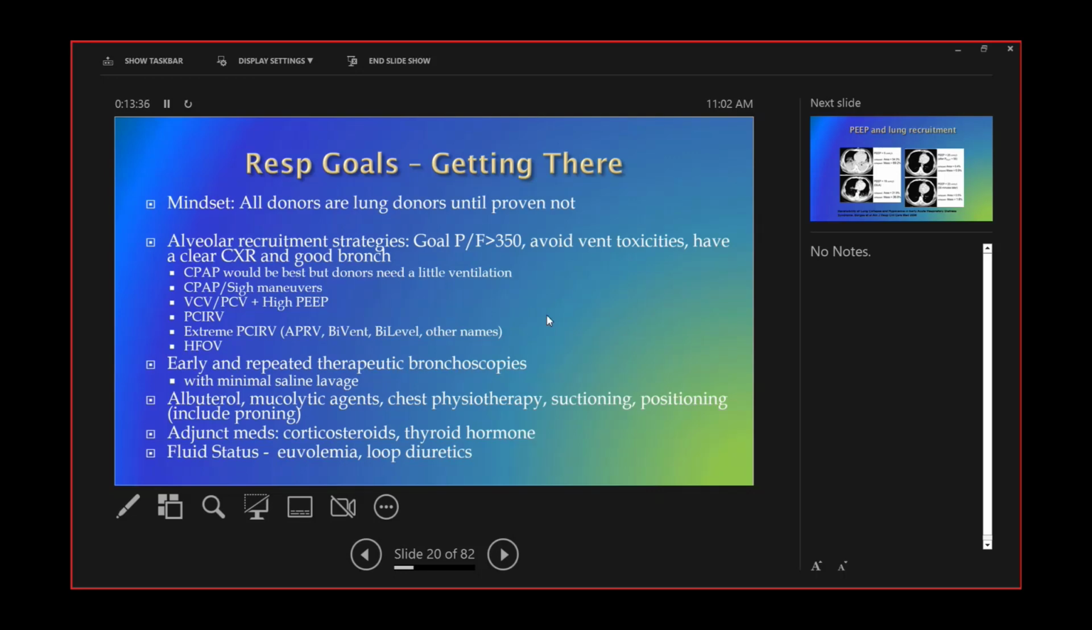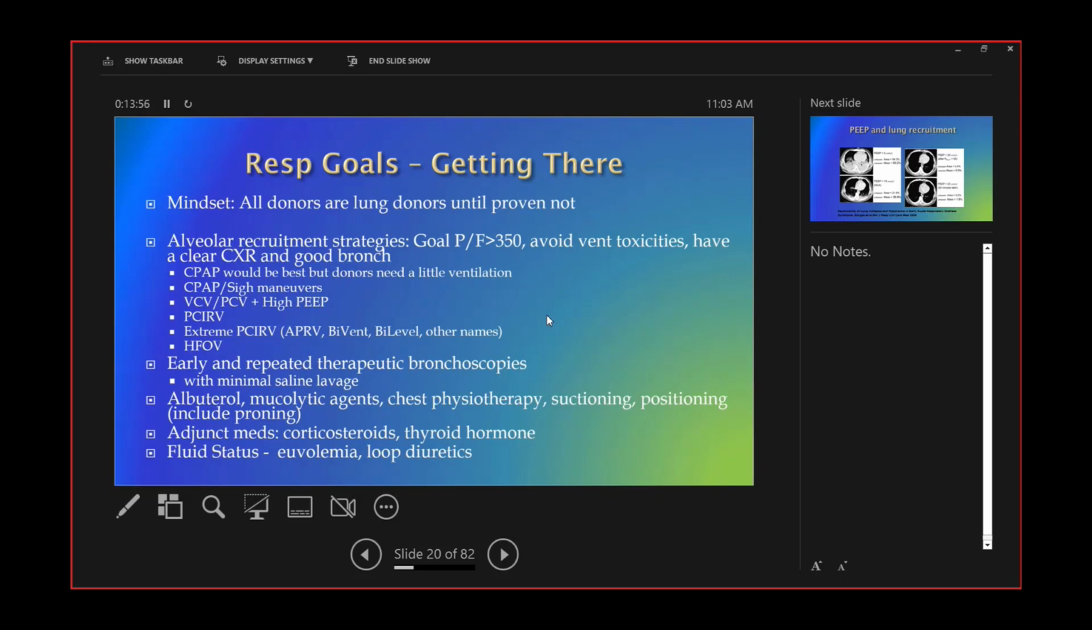And that means that I try to do alveolar recruitment strategies with my goal of being a PF ratio of greater than 350. Because if I can get greater than 350, then I can talk most surgeons into coming to the operating room. For 300, they may or may not, but 350, they're coming. We want to avoid ventilator toxicities. We want a clear chest x-ray, and we want a good bronch.